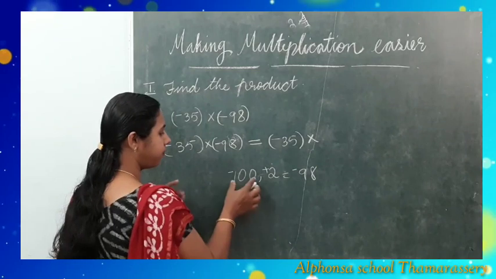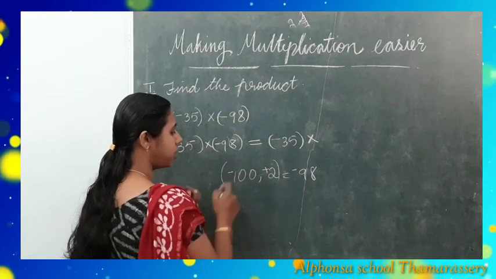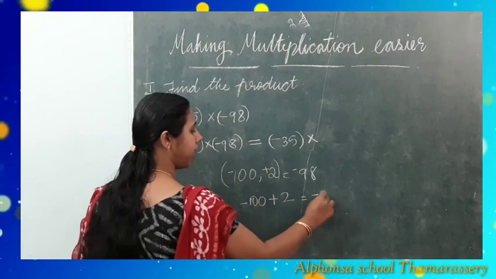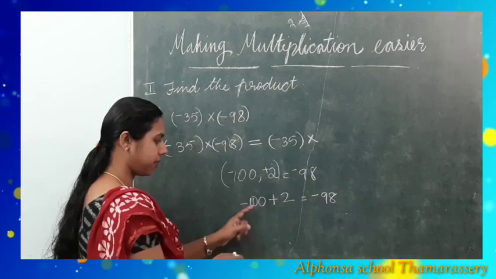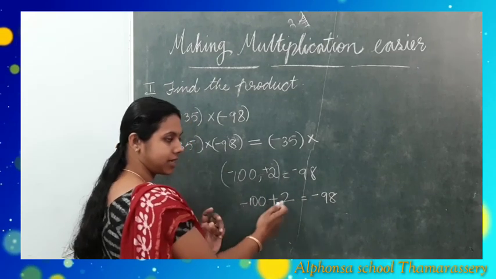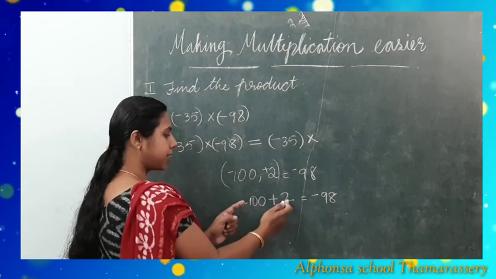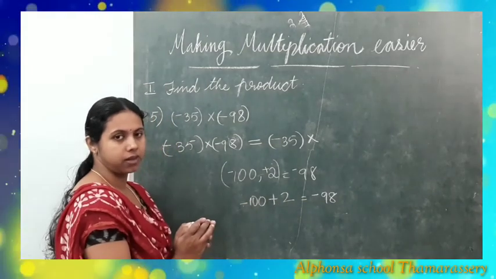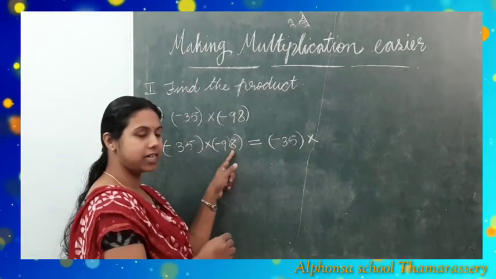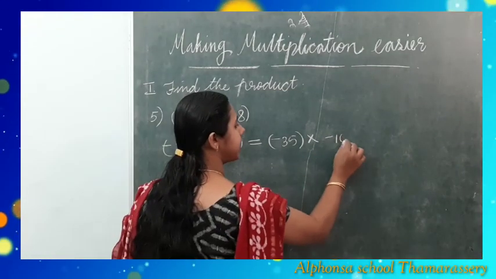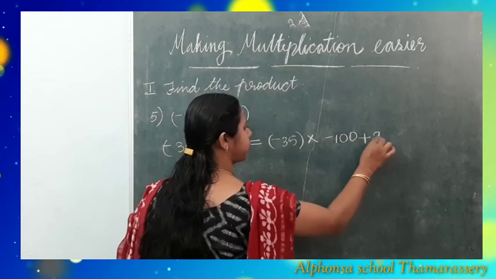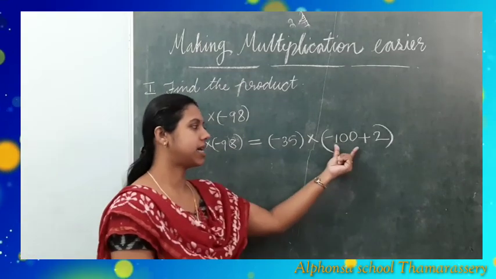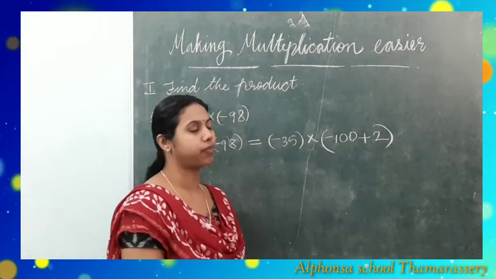We know that if you take these two numbers, the sum of minus 100 plus 2 is equal to minus 98. When one negative and one positive integer are added, you have to subtract the smaller number from the bigger number and put the bigger number's sign. So minus 98 we can write as minus 100 plus 2.